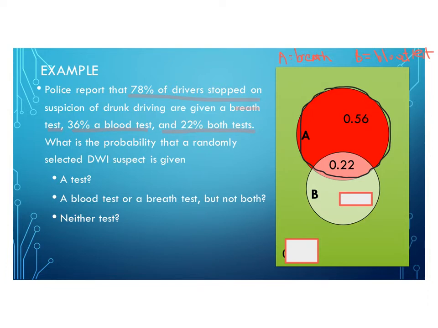And we'll do a similar process for the blood test, right? If I know blood test is all of circle B and 22% is already represented, we just take 36 minus 22. And to find whatever's left over, if you take 56 plus 22 plus 14 and subtract it from 100%, it does give you that 8%. So to answer the question about the probability of a test, we're just going to add our 56.